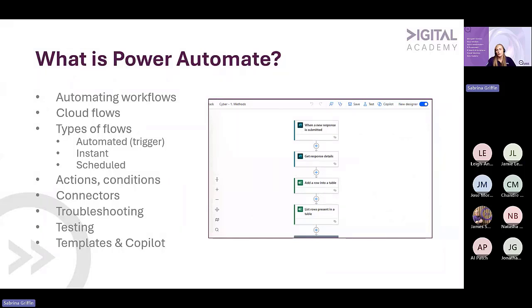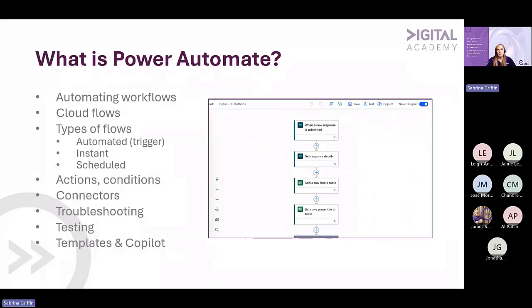Our flows are stored in the cloud, so when we access Power Automate in a moment, we're going to go in using our browser and we'll be able to create our flow within there. There is another part of Power Automate called Power Automate Desktop, but that takes an additional license, slightly different. We're not going to look at that today.